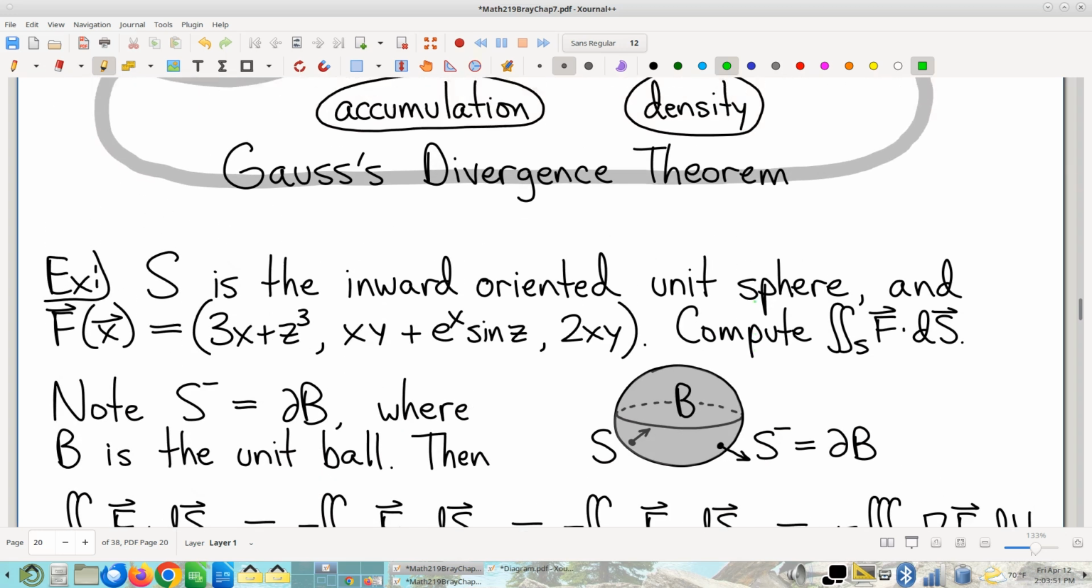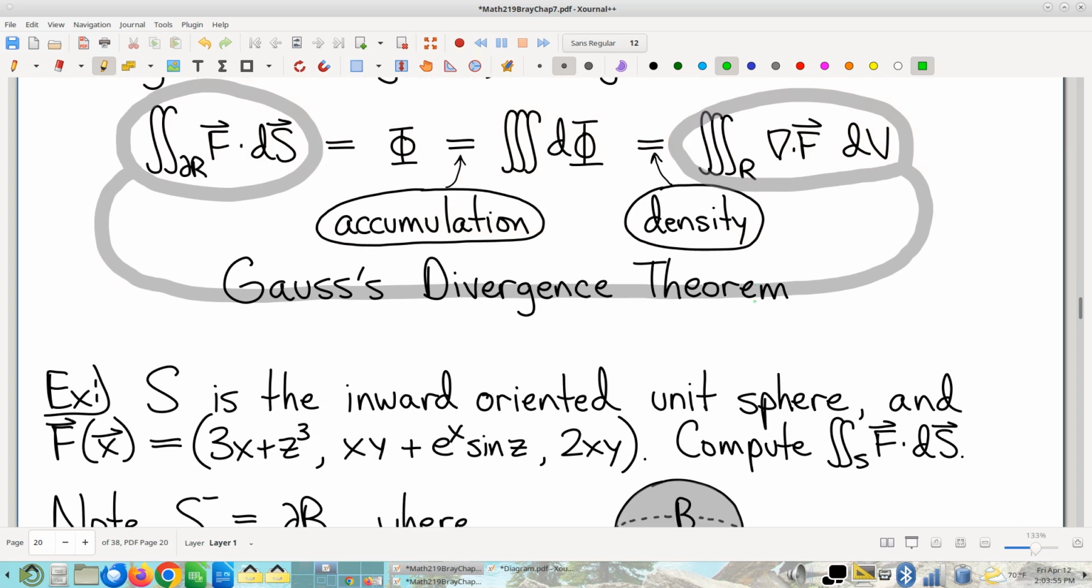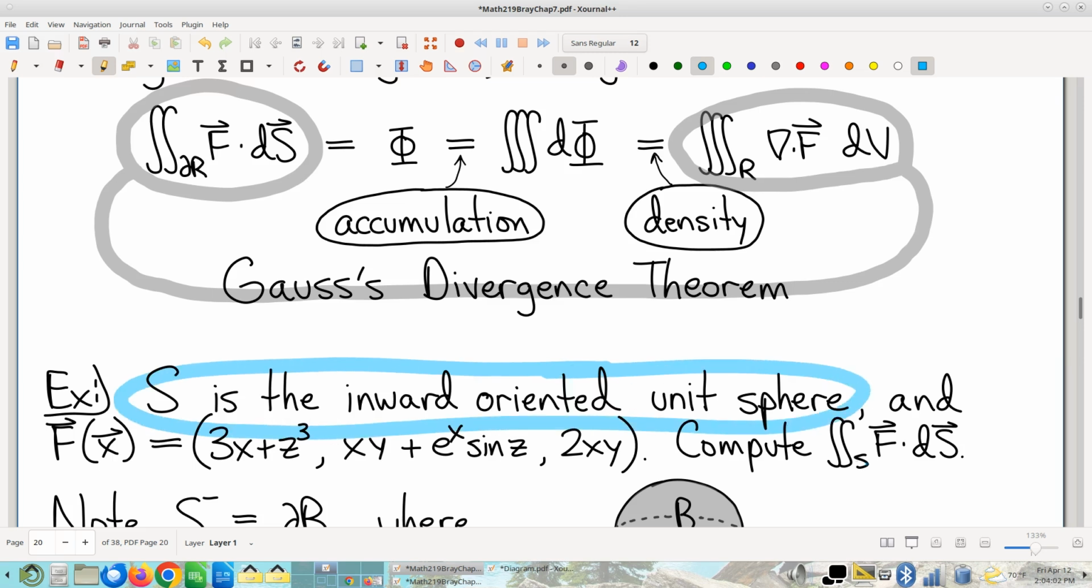Let's see here before I get into the details. So here's our surface that we're going to be interested in. We're going to be interested in a flux. You can see right here at the bottom we're looking for a flux through this surface S, S being the inward-oriented unit sphere, perfectly reasonable surface. Want to compute the flux through that inward-oriented unit sphere. How are we going to do that?